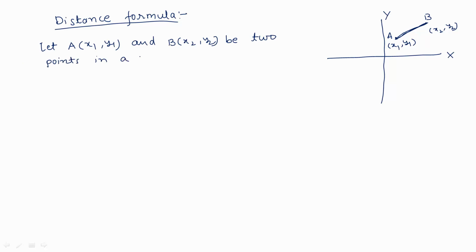in a 2D plane. I am repeating once again, this type of graph is called 2D plane, and this type of graph is called 3D plane. This is your x axis, this is your y axis, and this is your z axis, but you have to study here only on 2D plane. So let A (x1, y1) and B (x2, y2) be 2 points in a 2D plane.